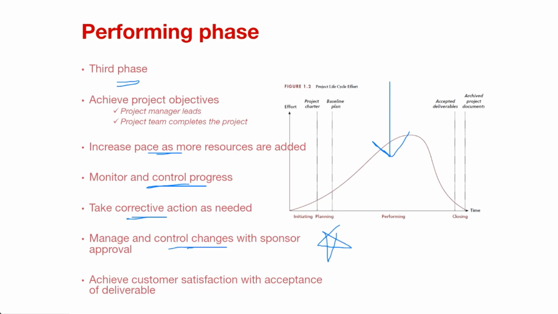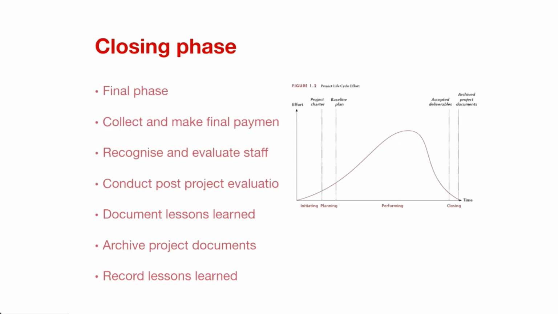Because again, it's not a question of if things go wrong. It's a question of when things go wrong, and things will go wrong in the project. And it's about the skill of the project manager to anticipate these changes, and how you go about mitigating the risks, and ensuring the customer's satisfaction and acceptance of the final deliverables.